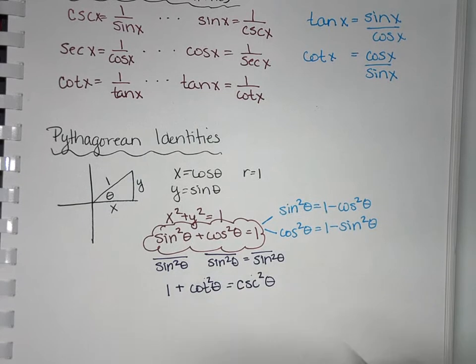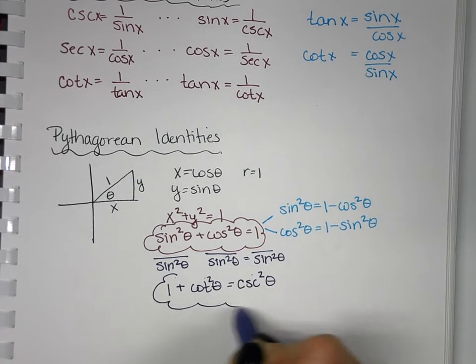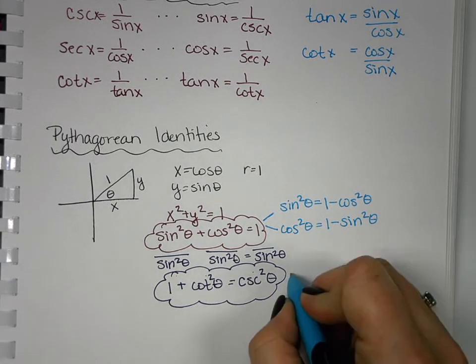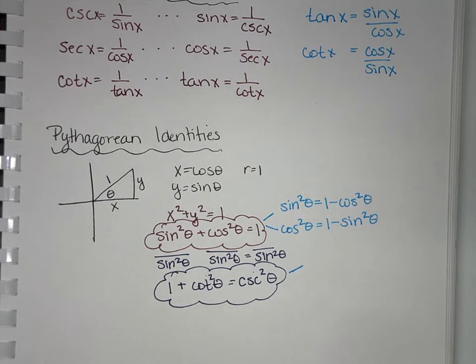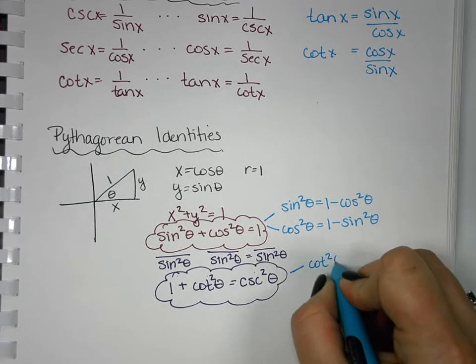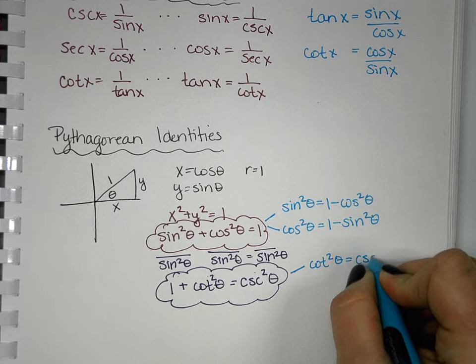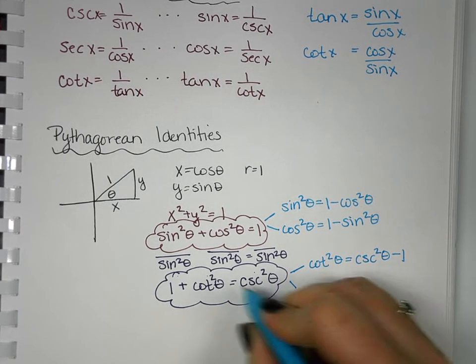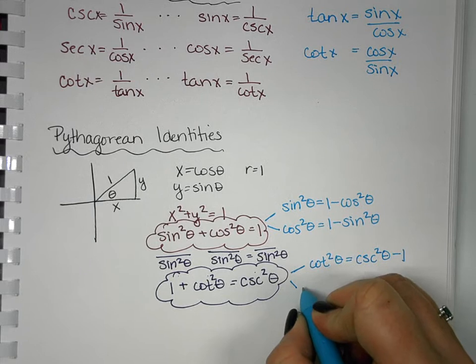And these shall be squared. This is our next Pythagorean identity. So if you have 1 plus cotangent squared equals cosecant squared, you have another identity. And then just like in the other one, if we were to solve for cotangent squared, that would be cosecant squared minus 1, or even get the two terms on the same side.